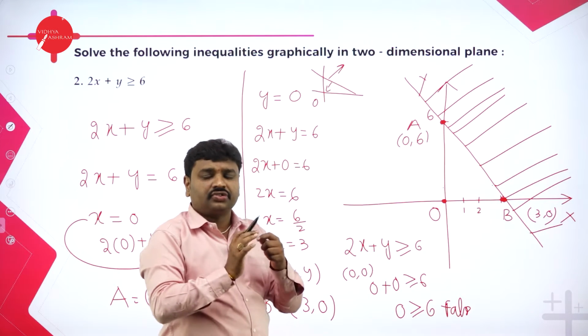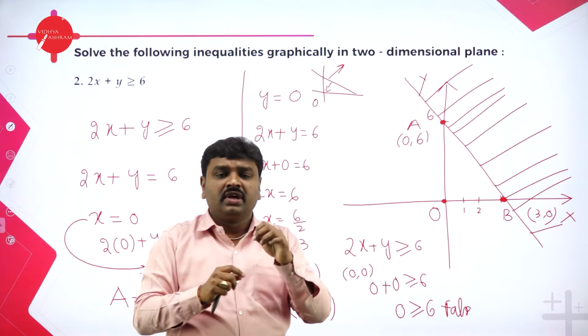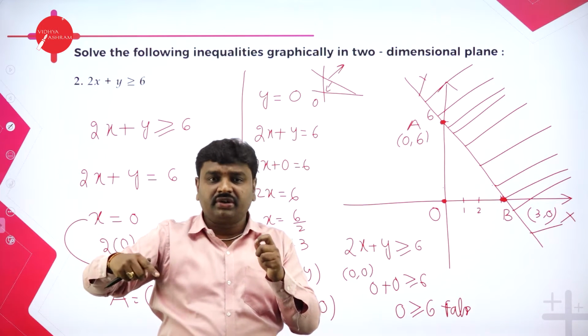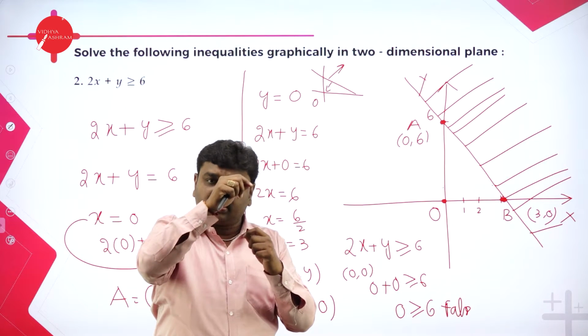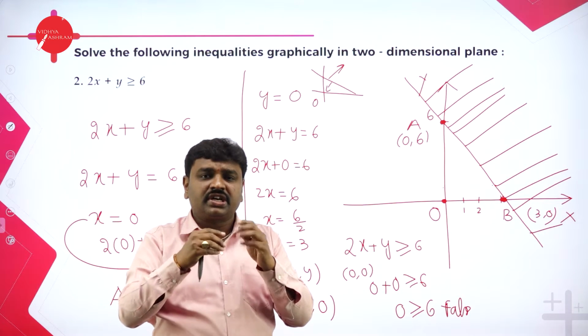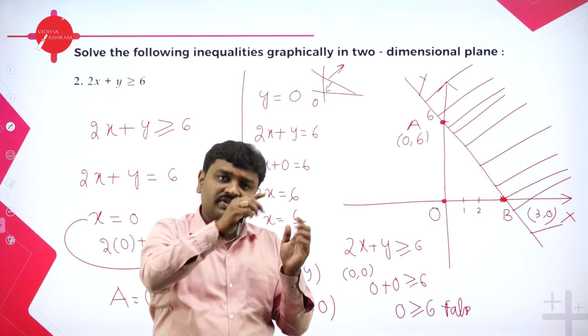I hope all of you understood this. First find the point on x-axis, then find the point on y-axis. If equal to is there, draw a continuous line. If strictly less than or strictly greater than is there, then you should draw a dotted line. Then for shading, put origin in the inequality. If it is true, go towards origin. If it is false, go away from origin.